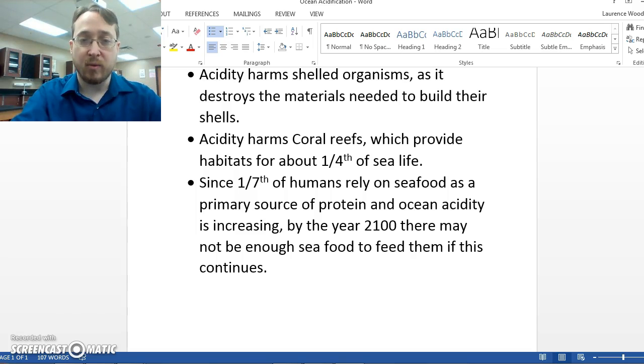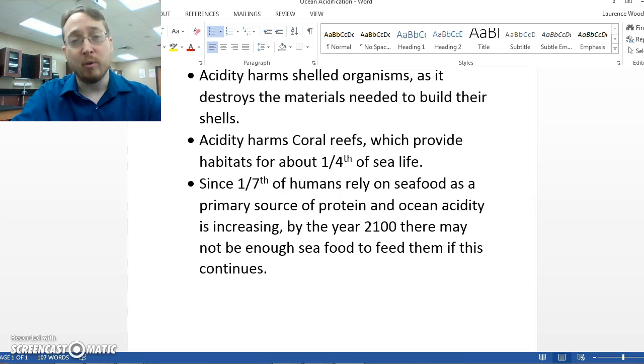Since 1/7 of humans rely on seafood as a primary source of protein, and ocean acidity is increasing, by the year 2100, there may not be enough seafood to feed all those people if this continues.